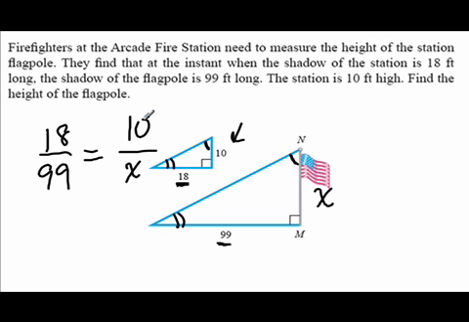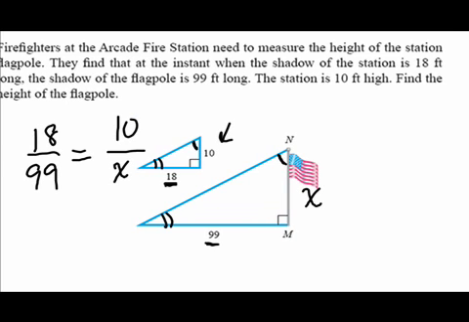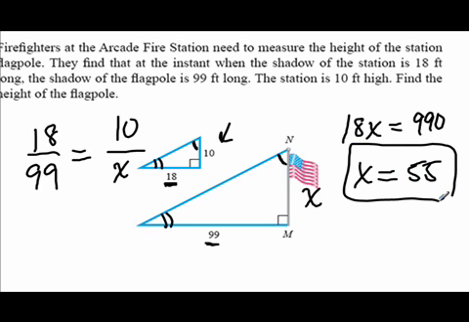And so now I simply solve this proportion by cross multiplying. We say that 18x is equal to 99 times 10, or 990. Divide both sides by 18, and 990 divided by 18, someone help me out. 55. Exactly? Thank you. So the height of the flagpole is 55 feet long, using similar triangles.